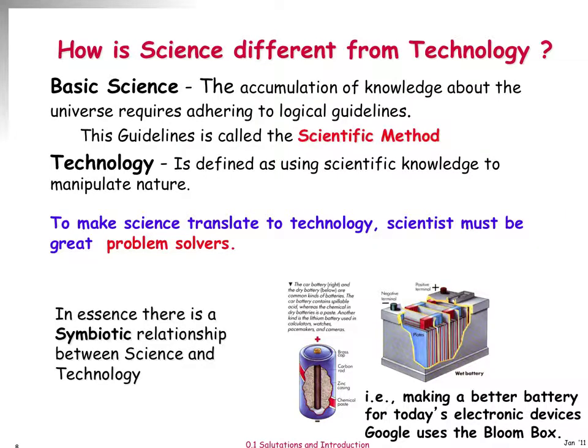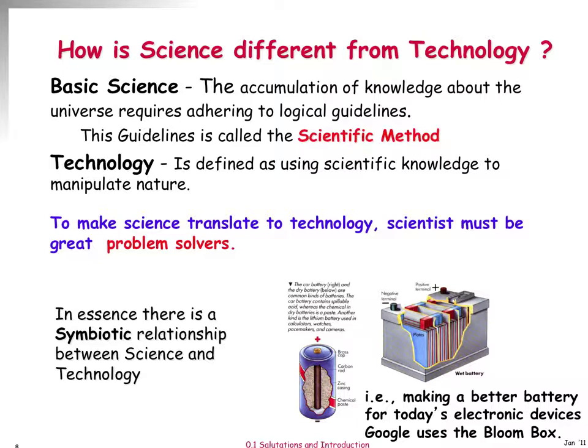How is science different from technology? Basic science, the accumulation of knowledge about the universe, requires adhering to logical guidelines. In fact, that's what you guys will be doing in this course. You will be using the scientific method. Technology is defined as using scientific knowledge to manipulate nature.